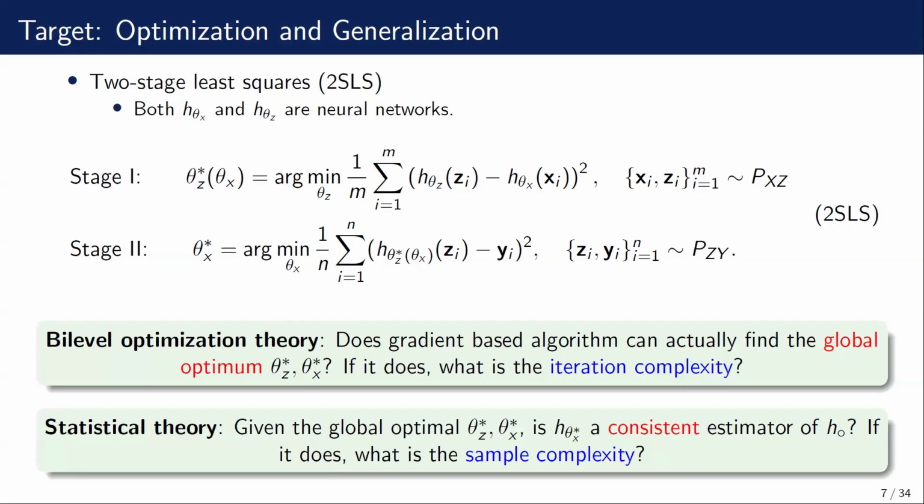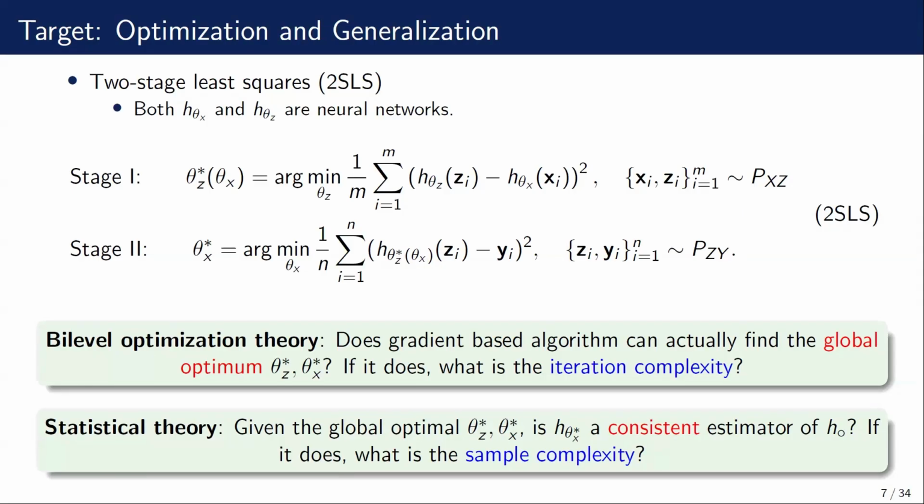And the second part I'll talk about is, provided that we have access to these global minima, is our estimate H zeta X star a consistent estimator of the target of interest H circle? And if it is consistent, then how many samples do we need for this to be a true estimator, so that the error goes to 0?